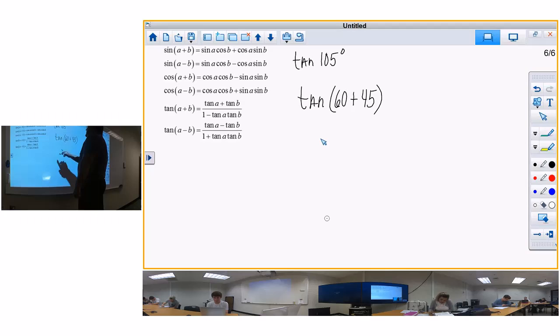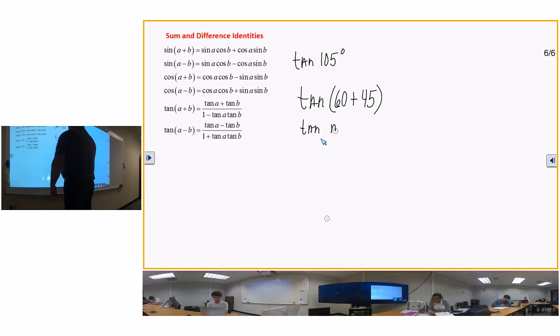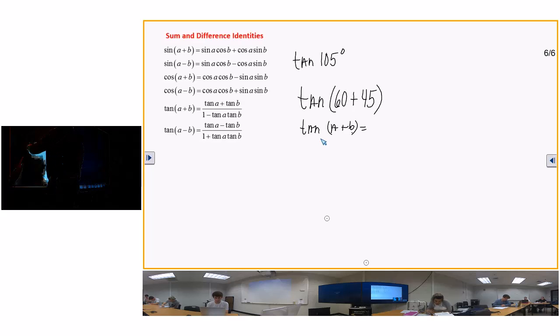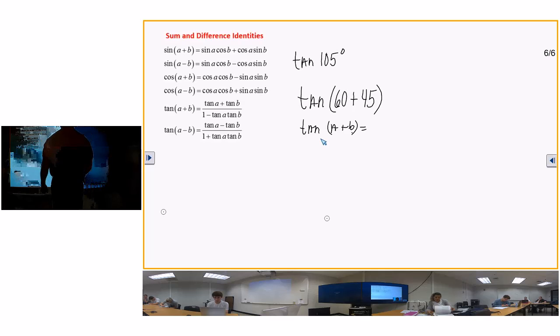So I'm doing tangent of A plus B is equal to, and we'll go over here. There's only two you can pick from. Tan plus tan over 1 minus tan tan.